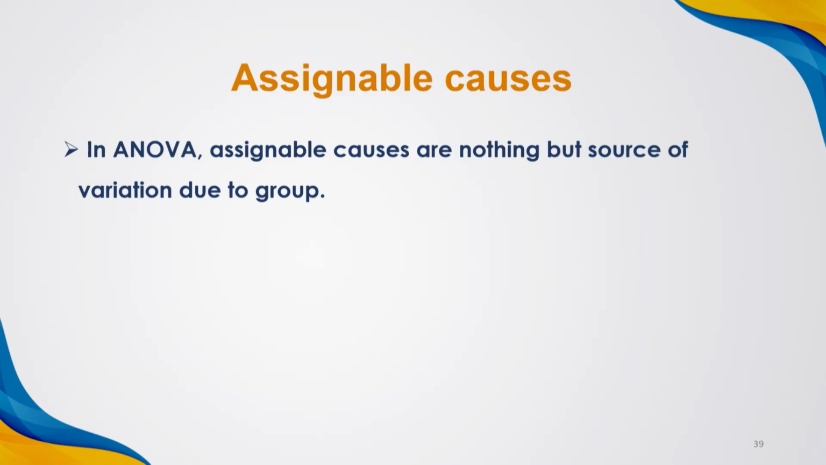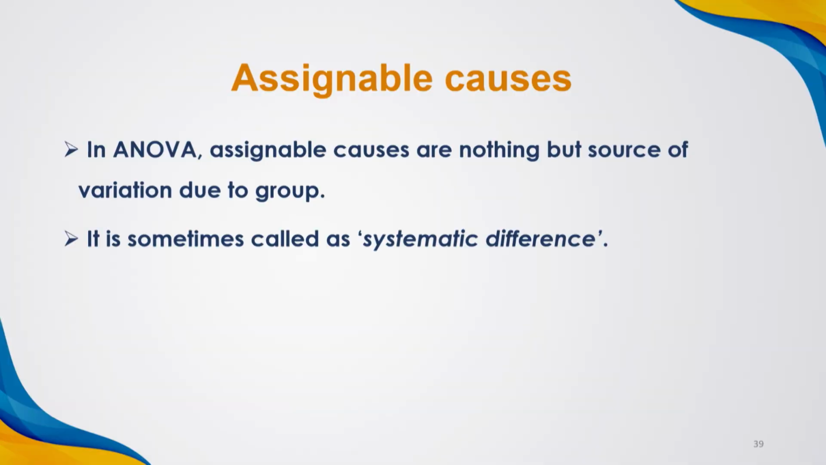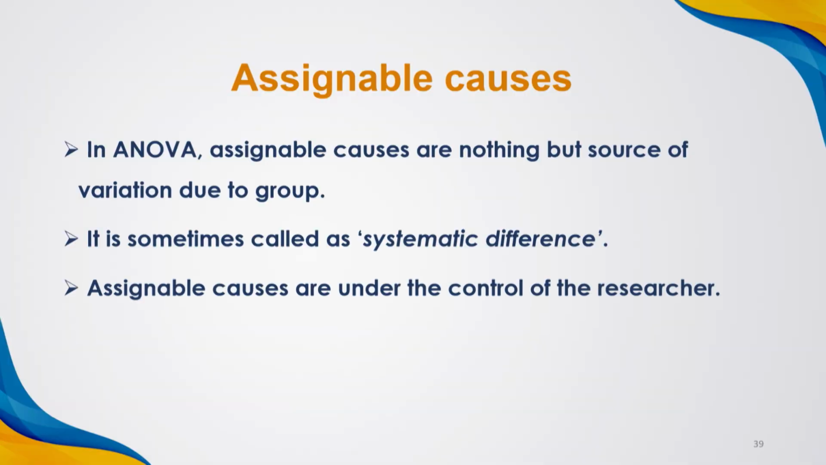In the perspective of ANOVA, assignable causes are the source of variation due to group. The between group variances are called assignable causes. It is sometimes called systematic differences. Assignable causes are under the control of the researcher because the number of groups we wish to compare and the number of observations to take from each group depend upon the research question and the researcher. So, we say it is under the control of the researcher.